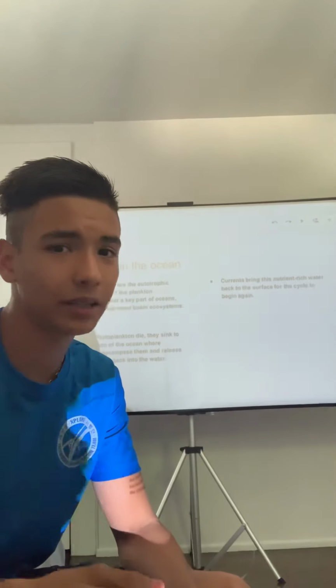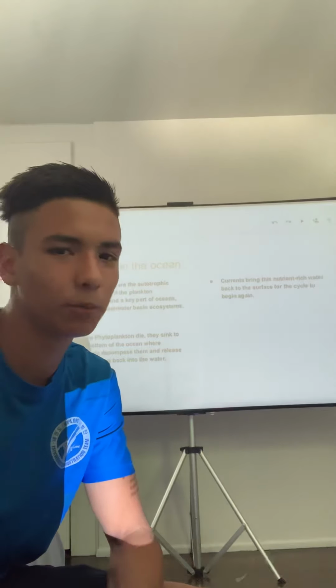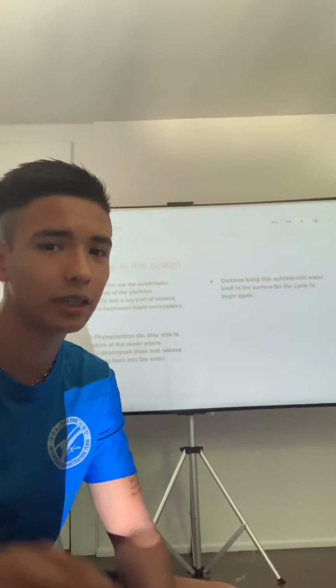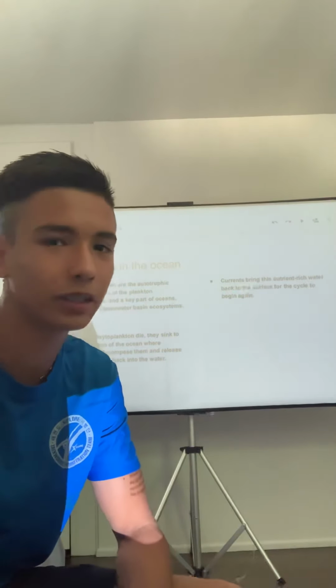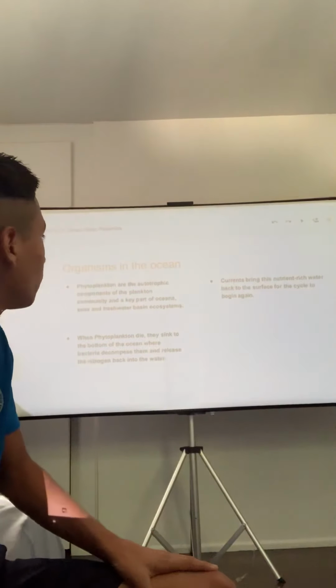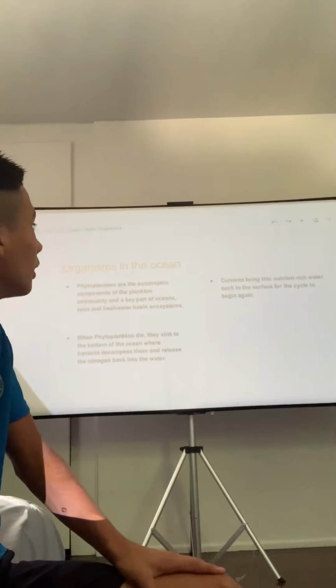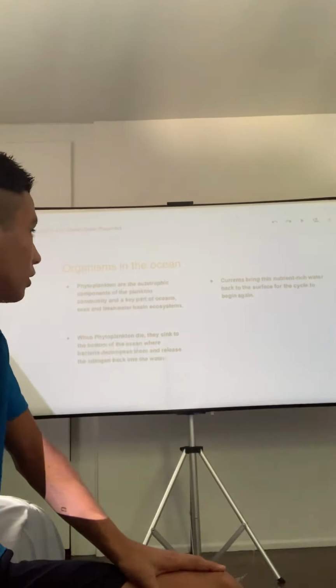For the next one, I'm going to be talking about how phytoplankton die. When they die, they sink to the bottom of the ocean where bacteria decompose them and release their nitrogen back into the water. This is why they're important: when they die, they give biodegradable material that the ocean transports so that other things can use those components to live. For the third one, currents bring this nutrient-rich water back to the surface for the cycle to begin again.